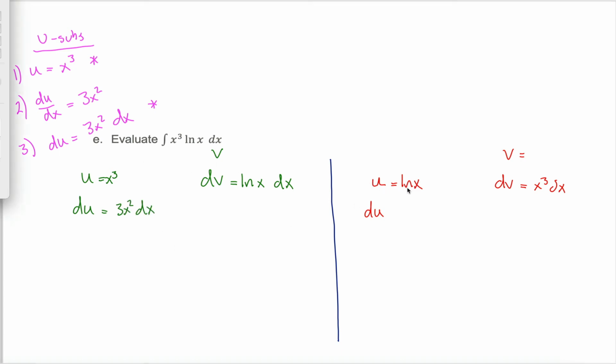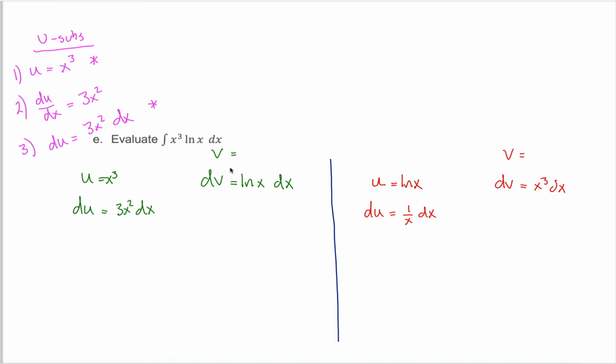Similarly, if we were doing the method in red and we had u equal to the natural log of x, we'd write du is equal to 1 over x dx. Easy enough? Alright, let's move on to the v's because those are a little bit more tricky. The idea for the v's is we're supposed to think backwards.